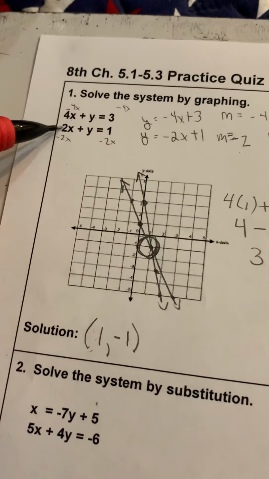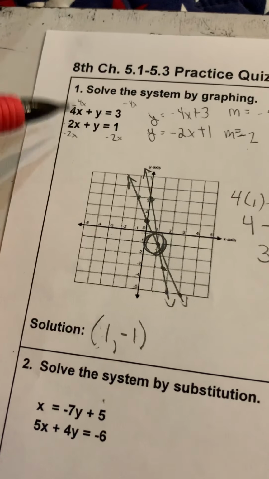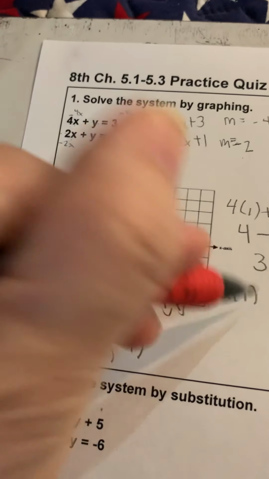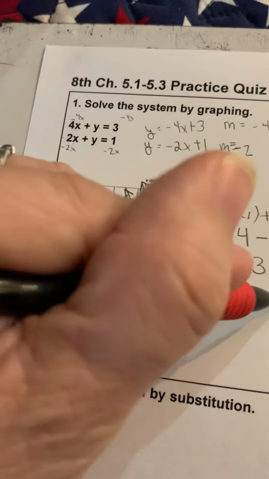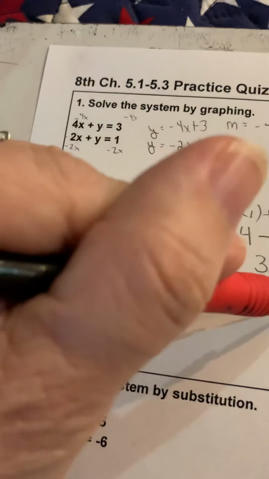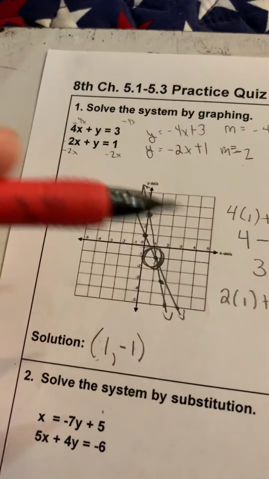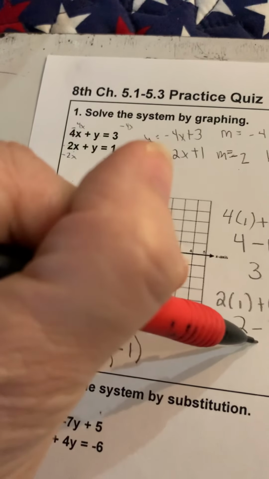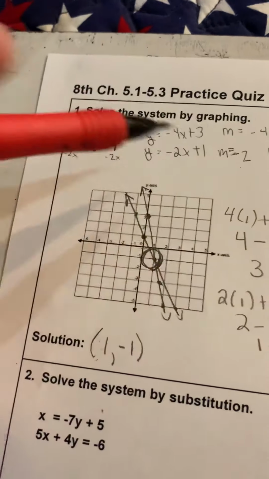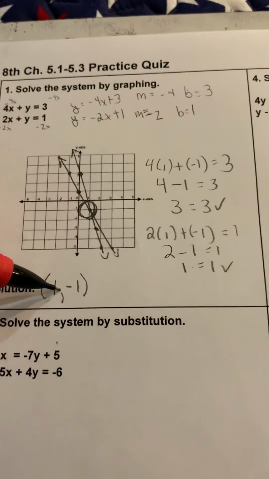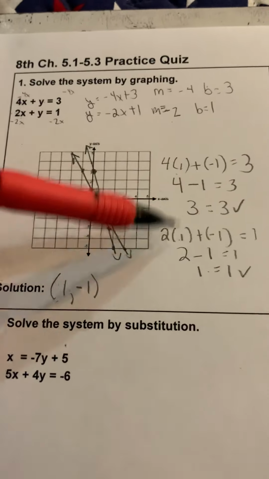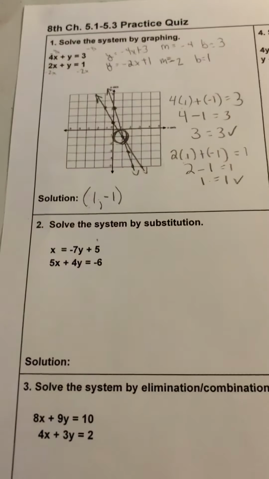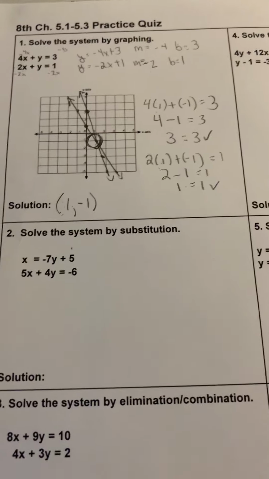You could do it with the other one too. I'll go ahead and do it since it's pretty fast here. That x is 1. So 2 times 1 plus a negative 1, I'm just going to show how I'm substituting it, equals 1. So you have 2 minus 1 equals 1, and that is 1 equals 1. So do you see how this solution, 1, negative 1, makes both equations true when you plug it in? That should work every single time, no matter what kind of problem you're doing. The solution should always work.